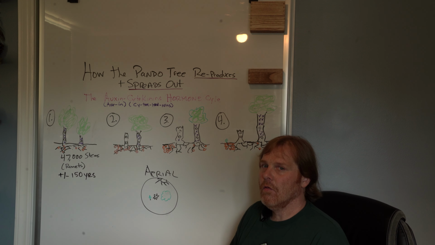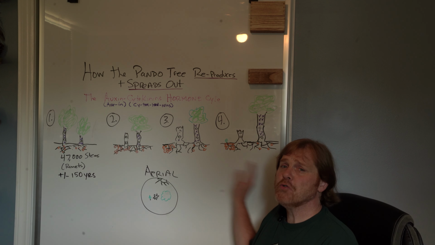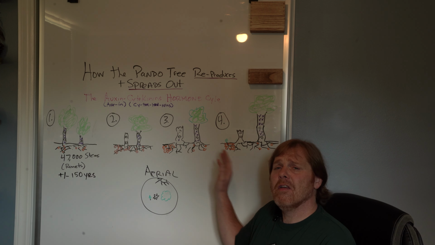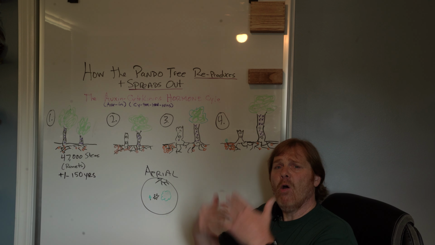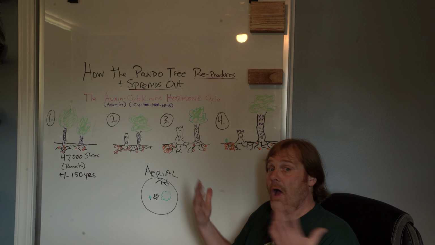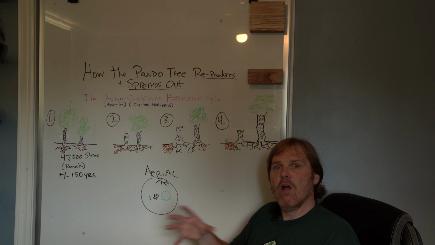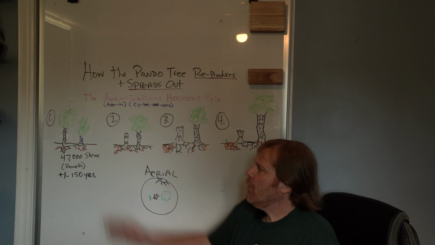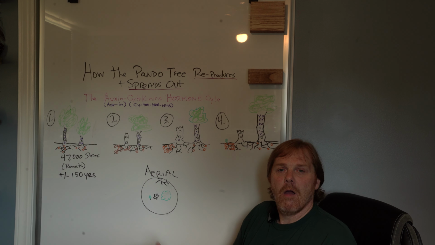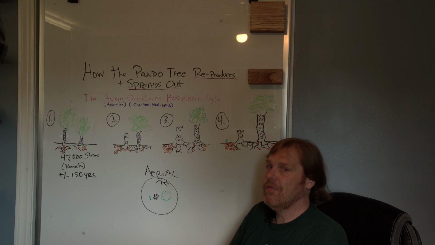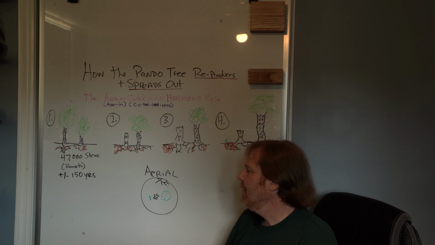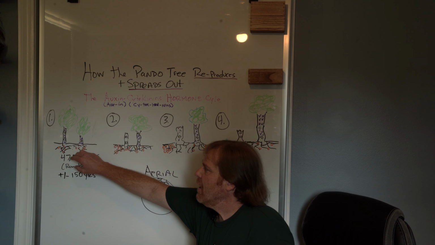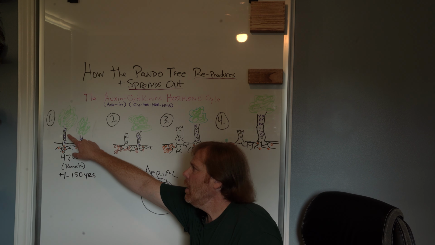So let's get into this a little bit. I've made 4 drawings here to show you the process of how auxin and cytokinins mix in their power and what they do, and then what the implications are for how the tree spreads out. So in the first picture, we will see 2 stems. Now, Pando is made up of 47,000 stems, and each of those stems can live to be about 150 years old.